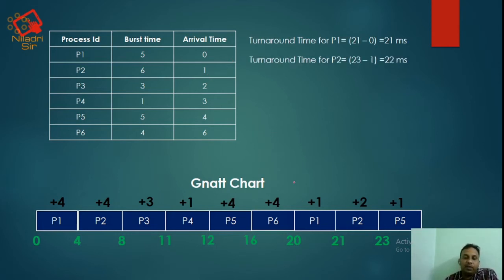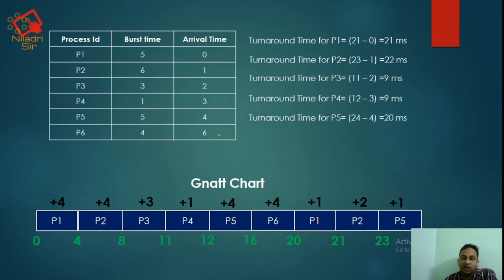For P3 it will be 11 minus 2, that is 9. For P4 it will be 12 minus 3, that is also 9. For P5 it will be 24 minus 4, that is 20. And for P6 it will be 20 minus 6, that is 40. So these are the turnaround times for each individual process.